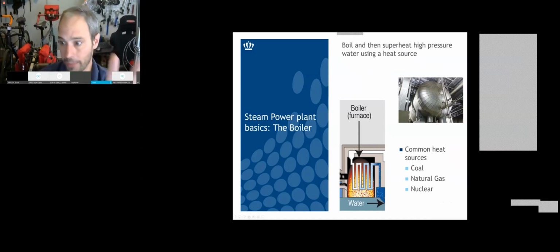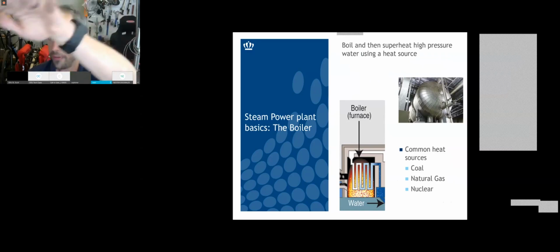4 basic components of a steam power plant. First one is the meat and butter. I mean, the most important part is the boiler, right? It boils and then superheats high pressure water using a heat source. So basically we're going to be feeding the boiler with just liquid water. We're going to boil it till it's all vapor.